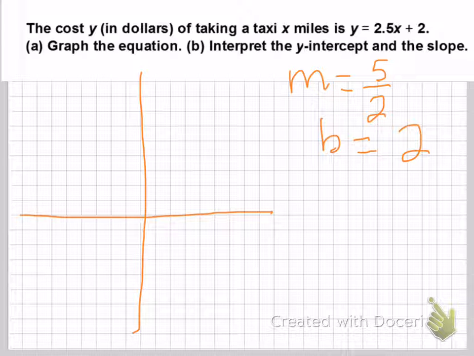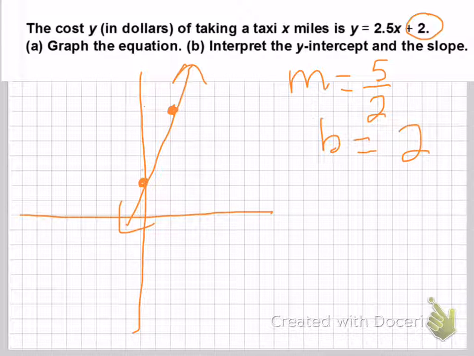So I'm going to start on my y-intercept of positive 2. I put a dot. My slope is 5 over 2. So up 5, 1, 2, 3, 4, 5, right 2. Okay, and then there's my line.